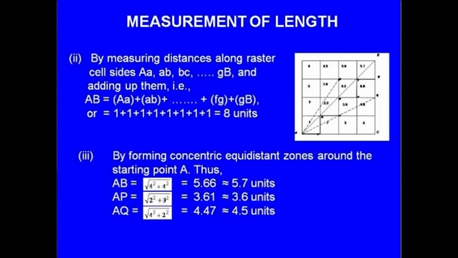Another technique is by forming concentric equidistant zones around the starting point A, and thus AB can now have a distance which is equal to 5.7 units, as determined in the first method.